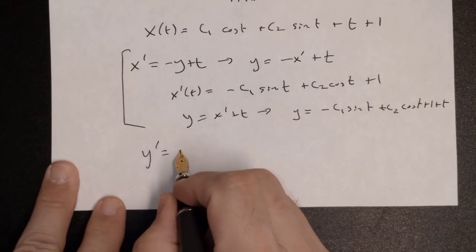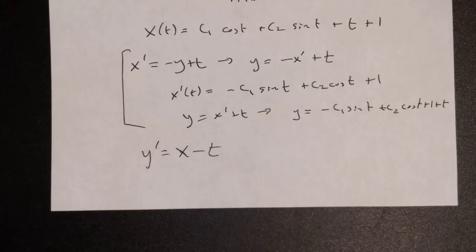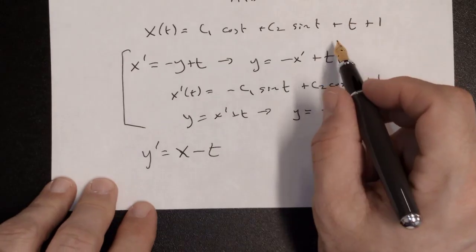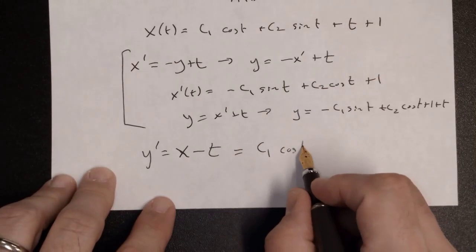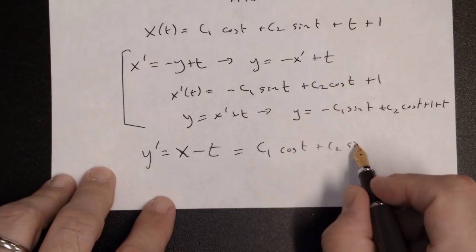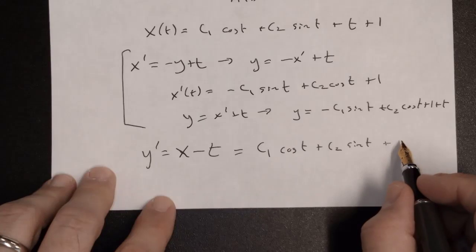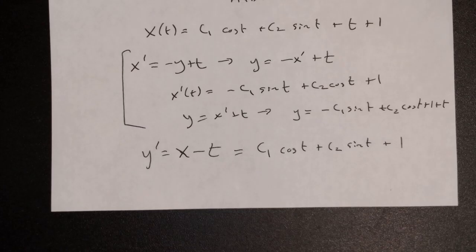y prime equals x minus t, right? If I did that, well, then I'd take x and I'd subtract away the t, and that would say that y prime is c1 cosine t plus c2 sine t plus 1. So what's y, according to this?